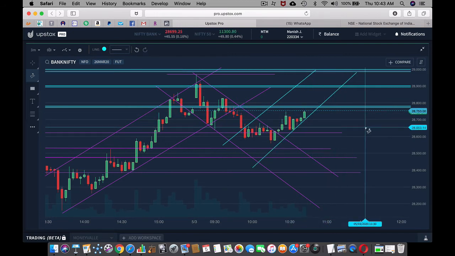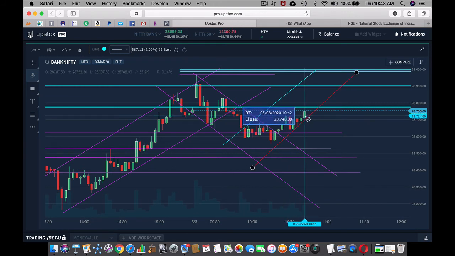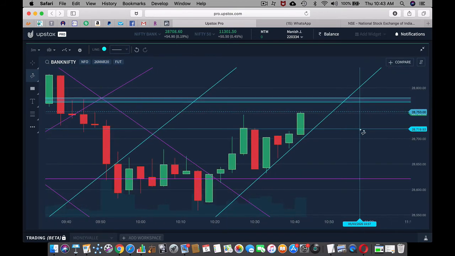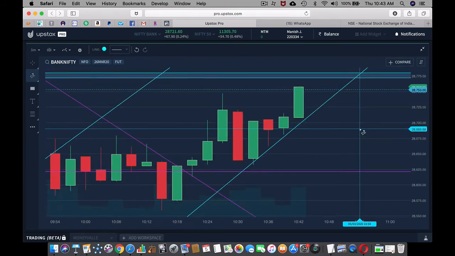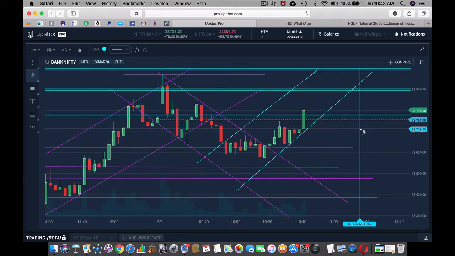And I think there is so much possibility that if it comfortably breaks 747 from here, then we will get a good level. Let's make it big. It's going 757, 775, and 800. So this strategy works, and you can see how amazingly it is working.